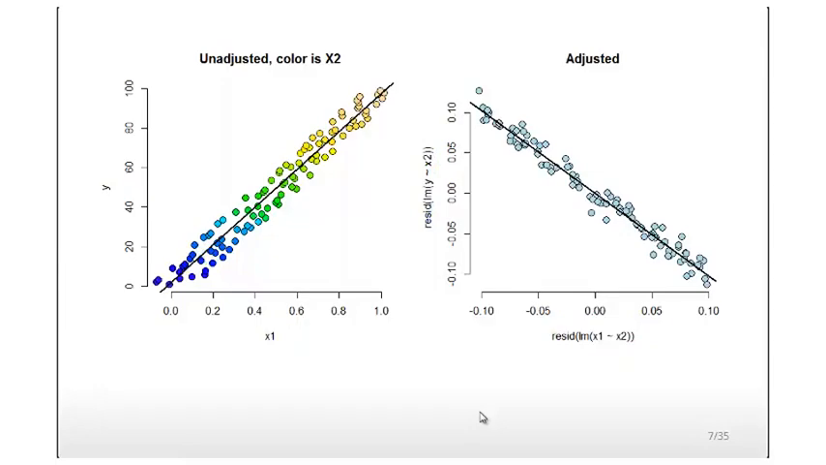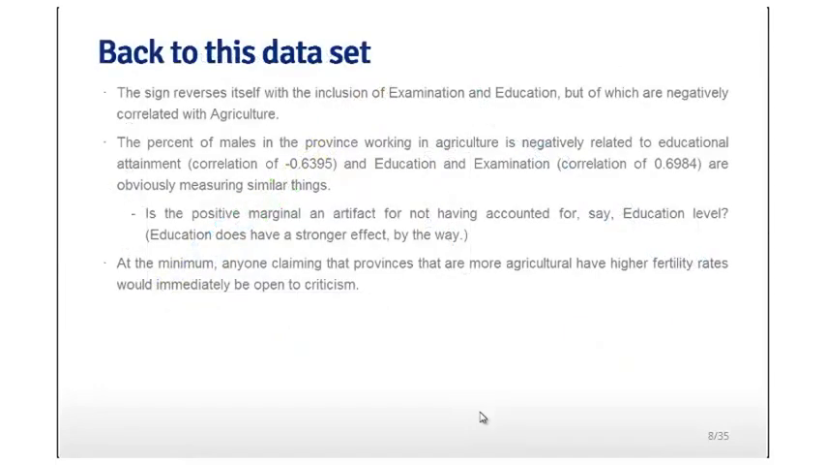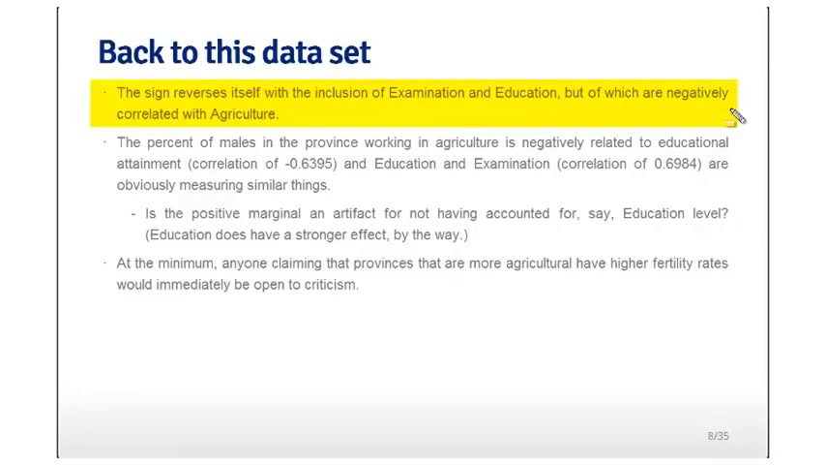Okay, so it is possible, of course, when you adjust for another variable, for a coefficient of interest to reverse its sign. So in this data set, the sign reverses itself with the inclusion of examination and education, both of which are negatively correlated with agriculture. Right, so the higher the percentages for examination and education, the lower the percentage of males working in agriculture for those provinces. Remember, again, this is 1888.